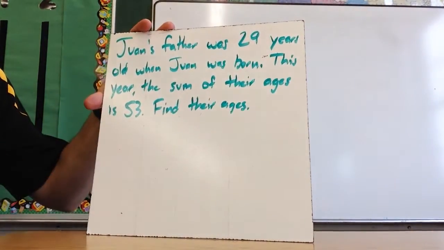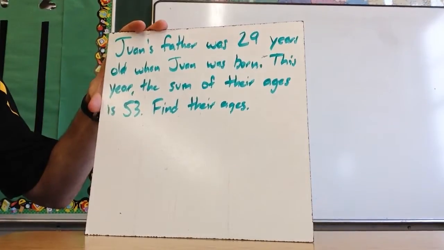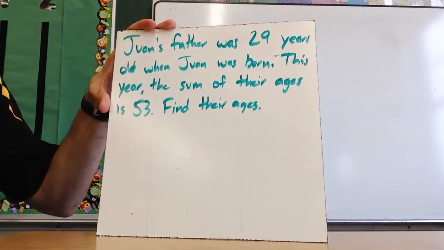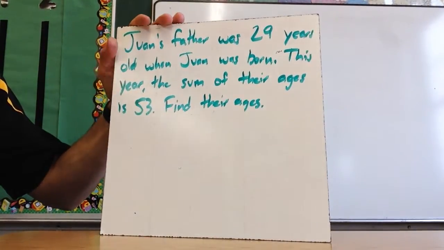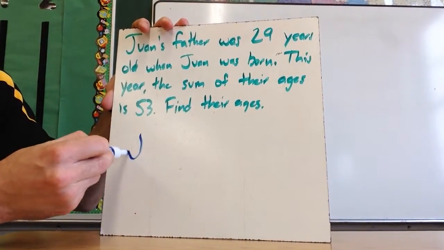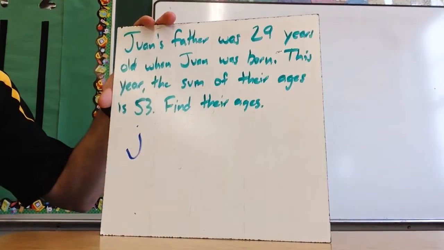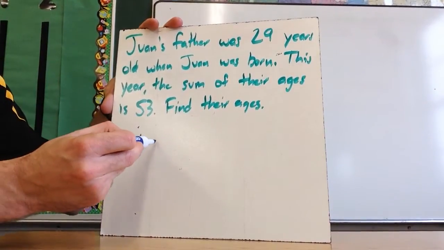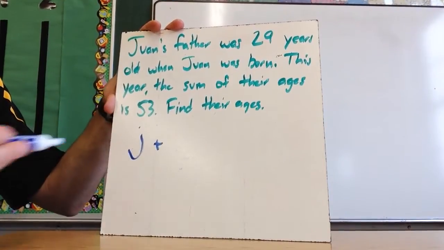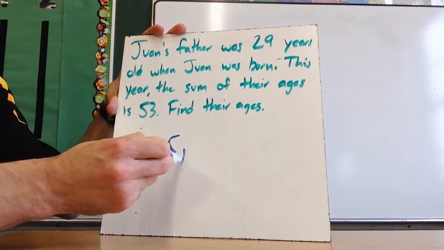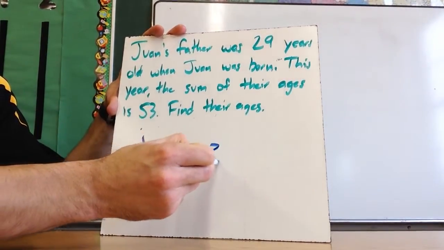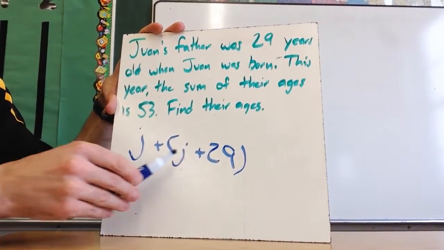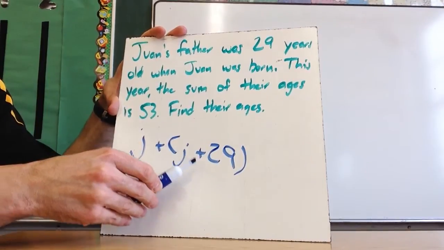Juan's father was 29 years old when Juan was born. This year, the sum of their ages is 53. Find their ages. So let's say that Juan is J years old currently. That means that if Juan's father was 29 when he was born, I'm going to call this Juan's dad's age. So Juan is J. His dad is whatever Juan is plus 29.